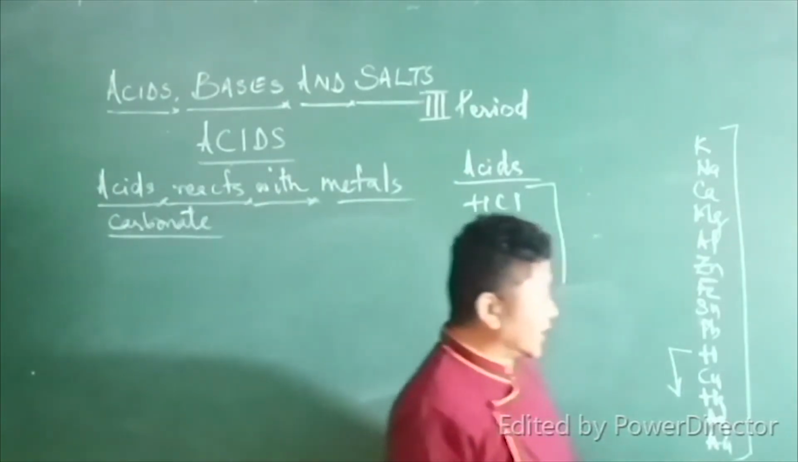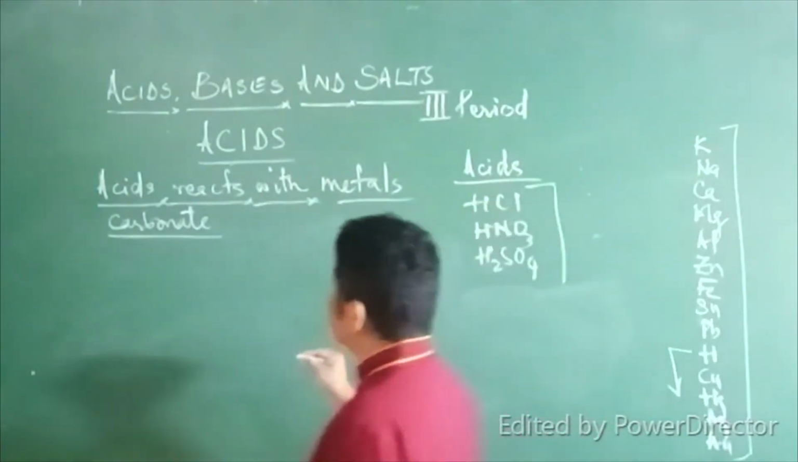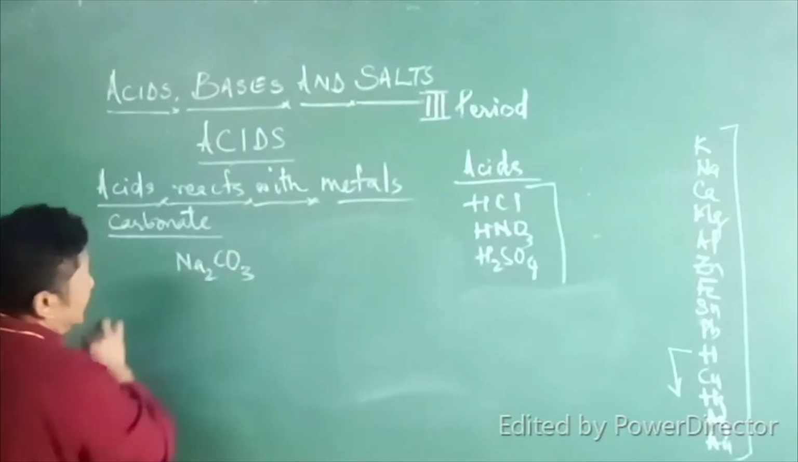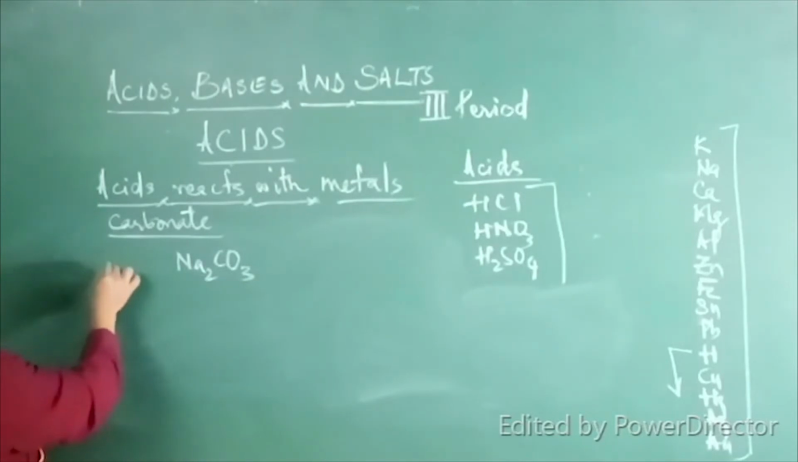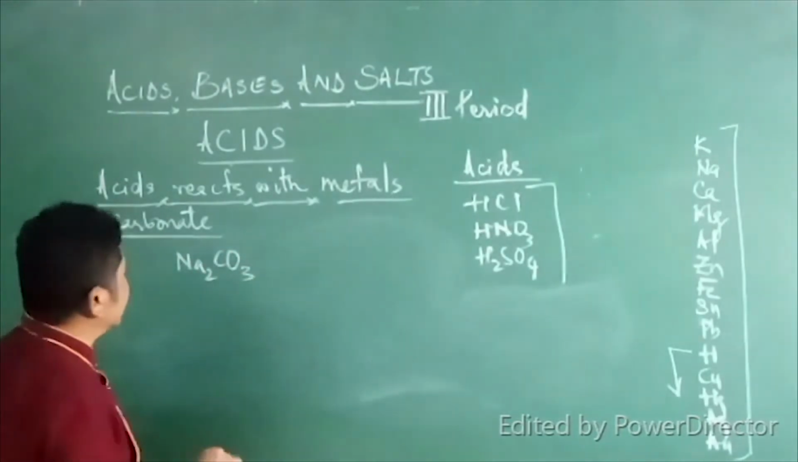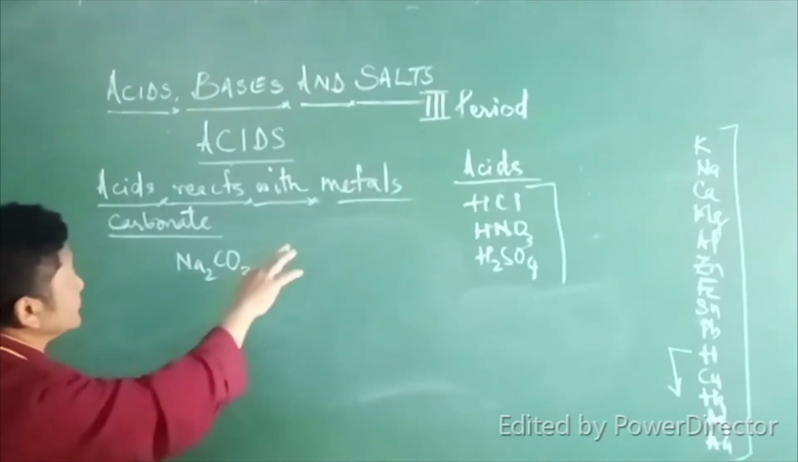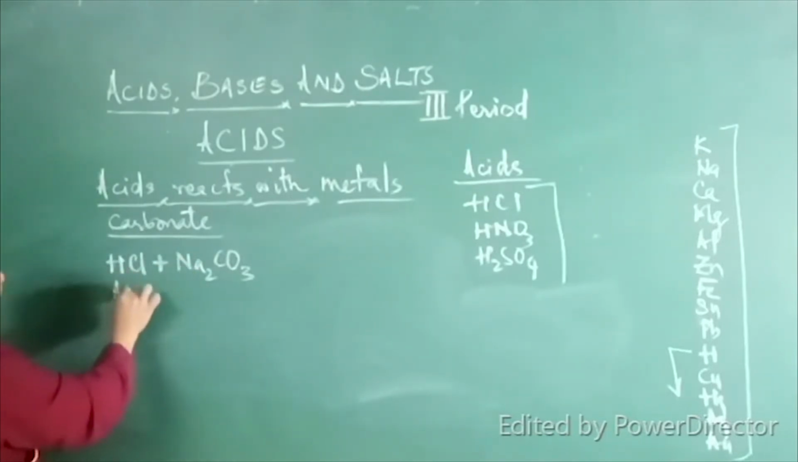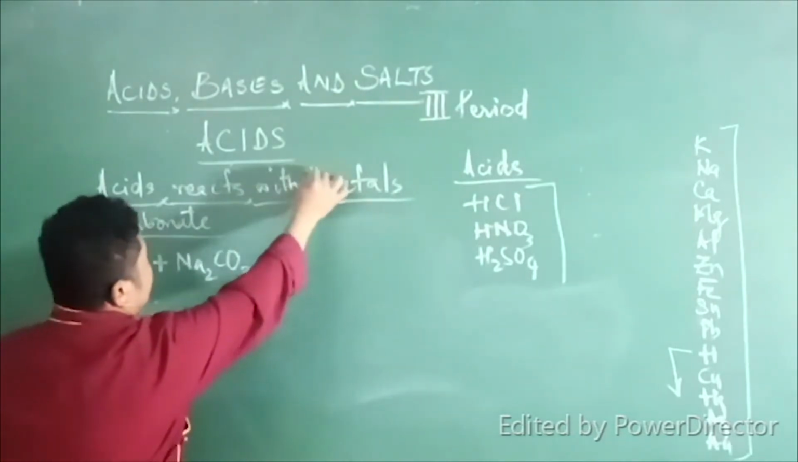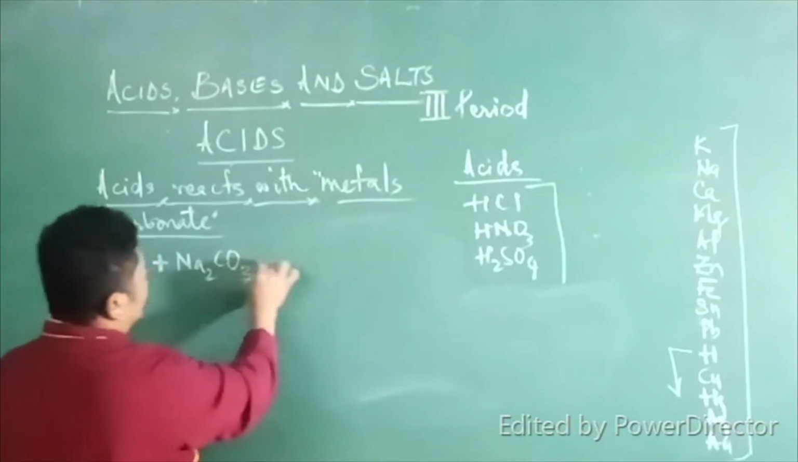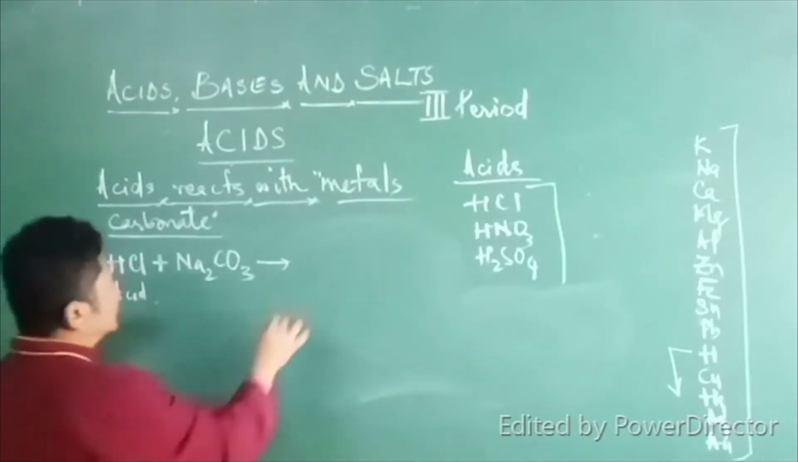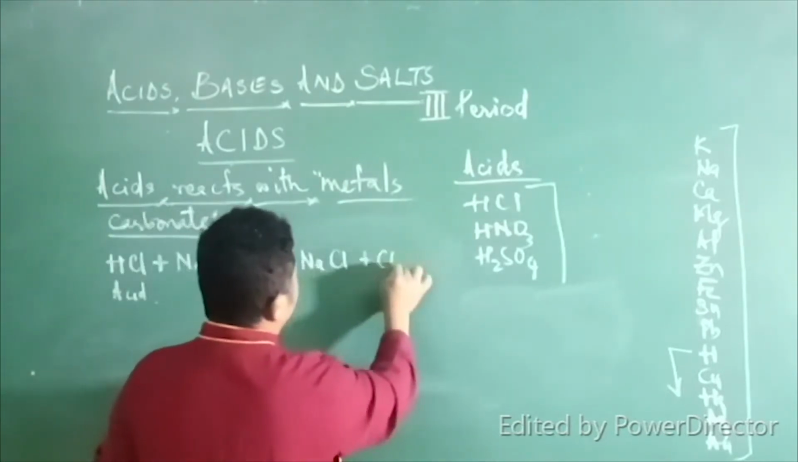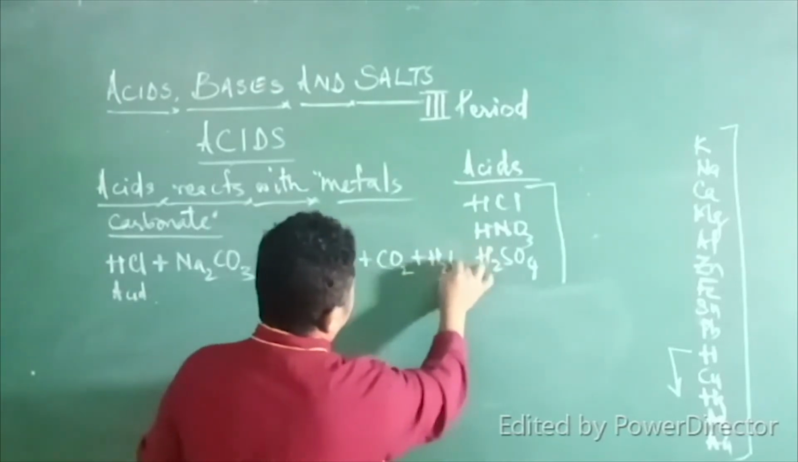Now the acid and metal carbonate reaction. Metal carbonate, for example sodium carbonate. If I bring an acid, say hydrochloric acid, and it reacts with the metal carbonate, then what will happen? There is a formation of sodium chloride salt, and carbon dioxide gas and water are produced.